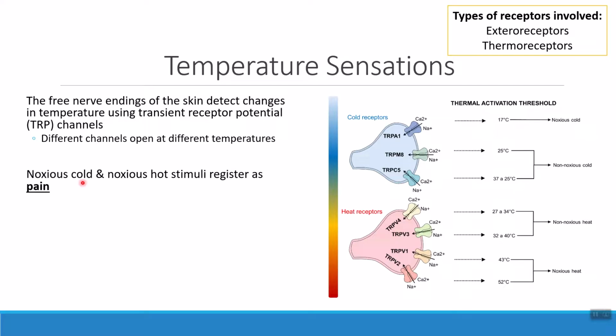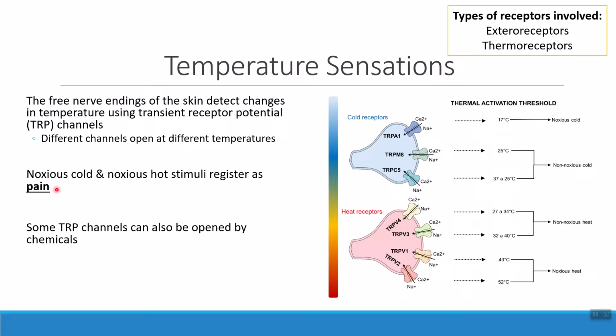Now notice, we mentioned this before, if we're detecting something that is noxiously cold, meaning something that is painfully cold, or noxiously hot, dangerously hot, in addition to registering the temperature, we will also activate nociceptors to detect that as pain. So temperature sensations, when we're within a normal, not painful level of hot or cold, are strictly going to be detected by thermoreceptors. If we get too hot or too cold, though, we'll bring in those nociceptors as well.